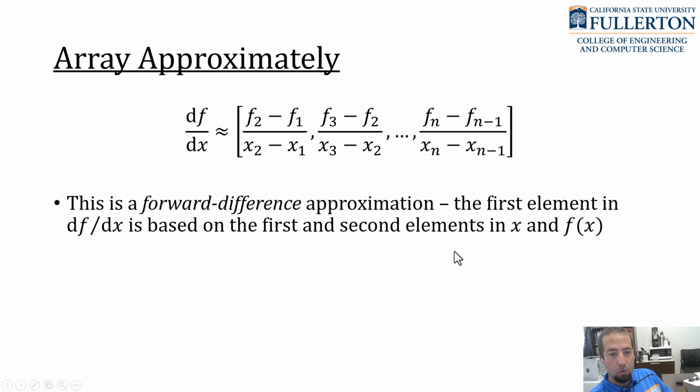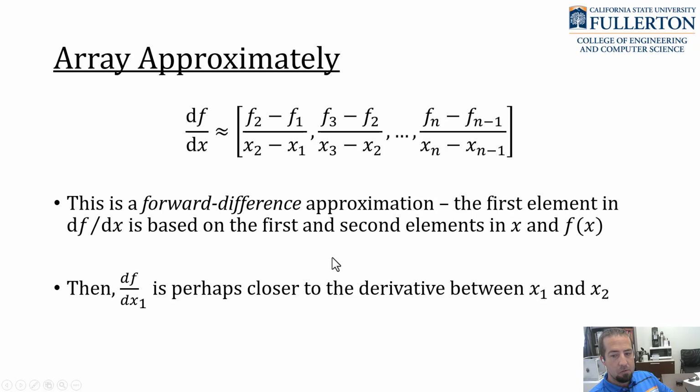This is a forward difference approximation. We're looking at the difference between a point and the next point in line in the array to calculate the derivative. And this leads to a little bit of a goofiness in that the first point in the derivative array that we calculate is more accurately the derivative between the first 2 points in the x and f of x arrays.